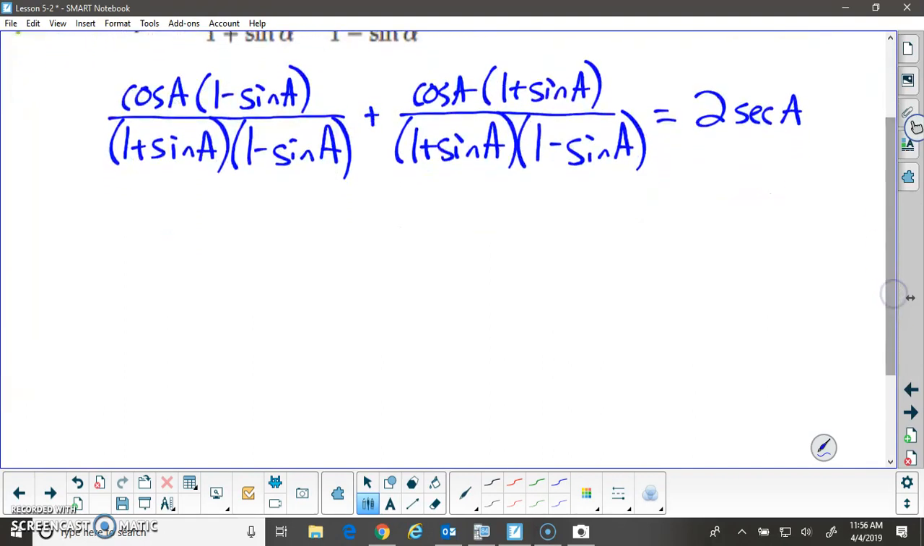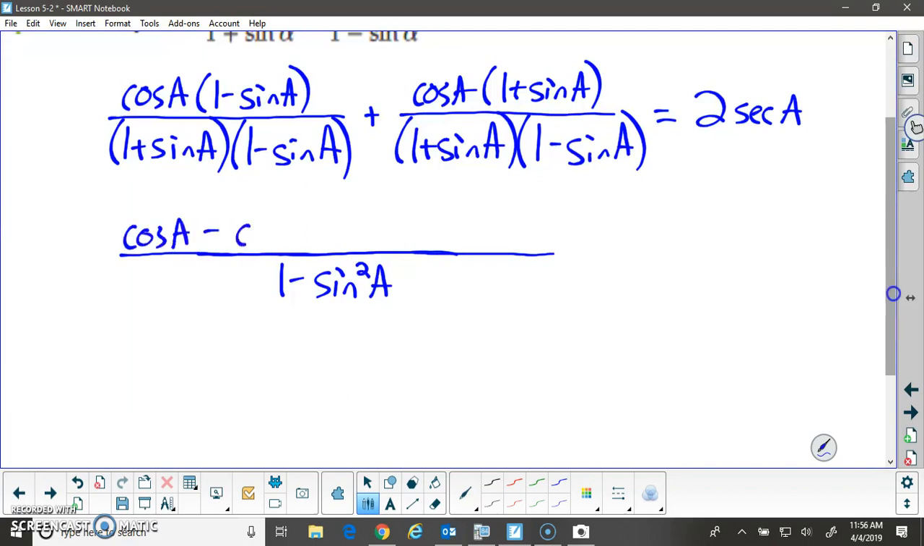Since I've got two binomials that are conjugates, I'm going to FOIL them and get 1 minus sine squared of A. I'm also going to distribute in the numerator, and so that's going to give me cosine of A minus cosine of A sine of A. Now into the second fraction, I'm going to distribute and get cosine of A plus cosine of A sine of A. Well, I like the way this looks because I can cancel this cosine of A times sine of A with this negative cosine of A sine of A.